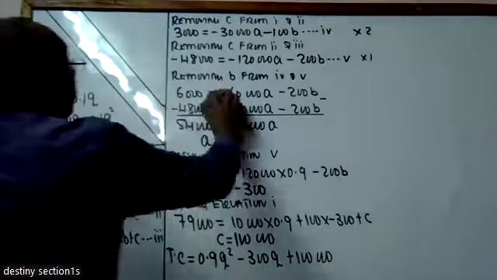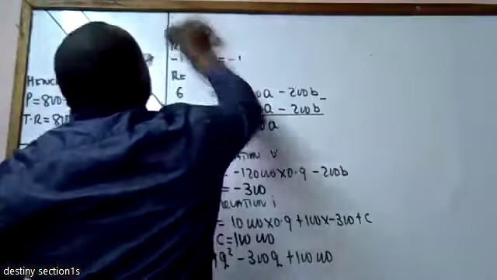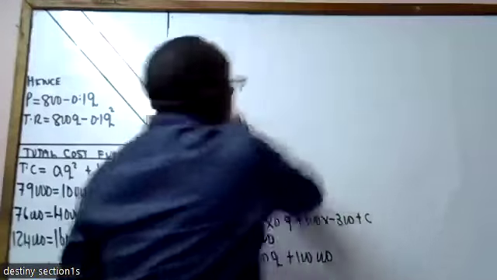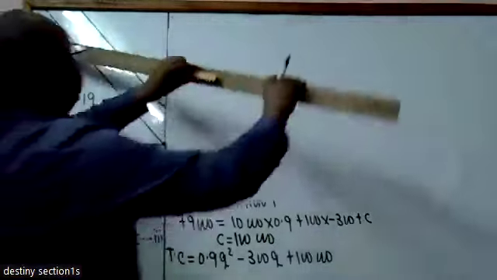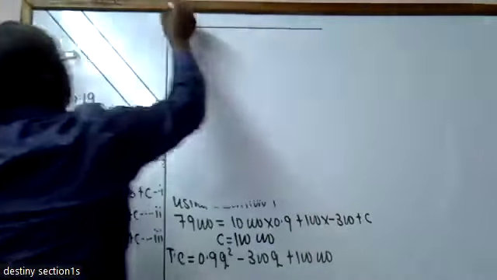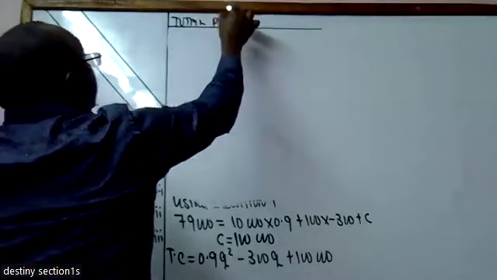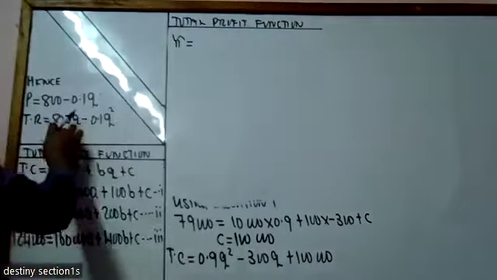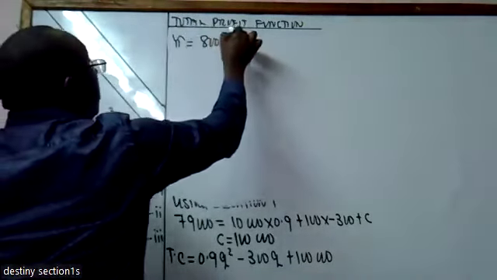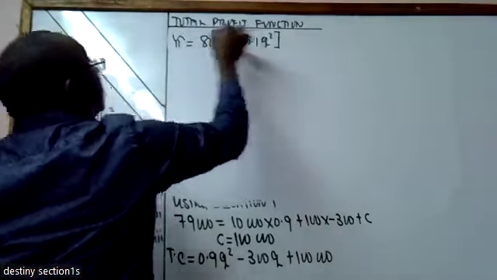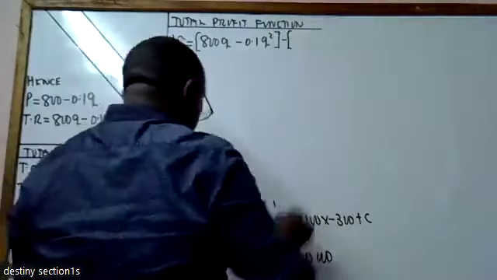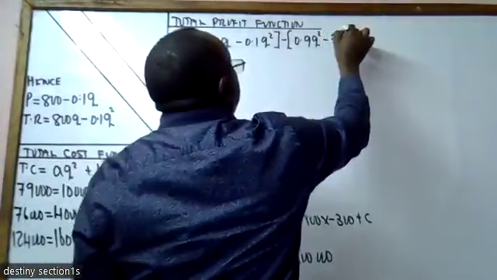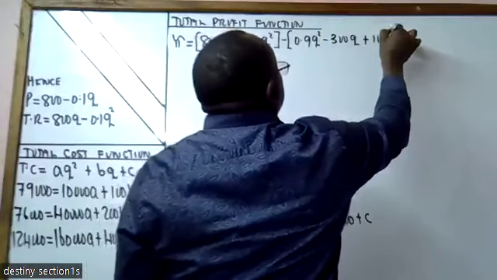So kama hiyo ni ukweli, we proceed and get the profit function. So total profit function pi, you get the revenue, this one, which is 800 Q minus 0.1 Q squared. You subtract the total cost, which is 0.9 Q squared minus 300 Q plus 1,000, I mean 100,000.